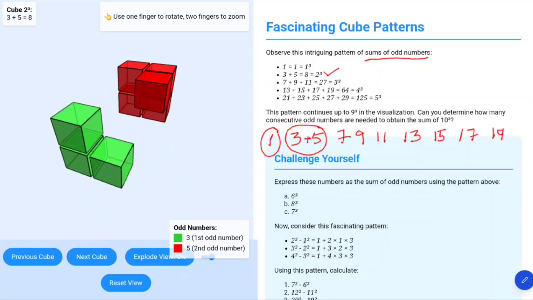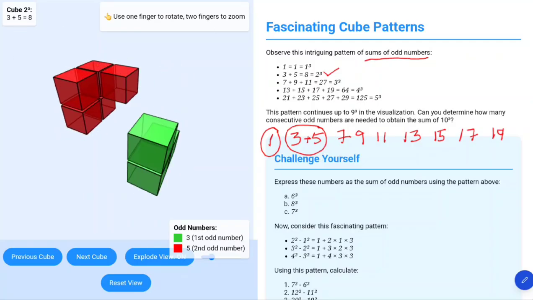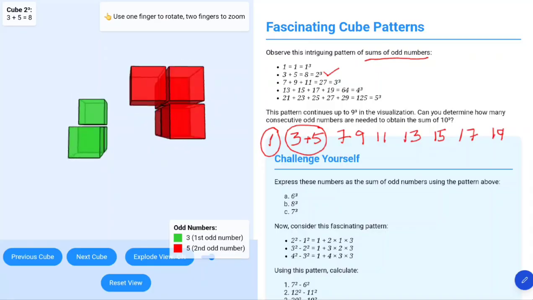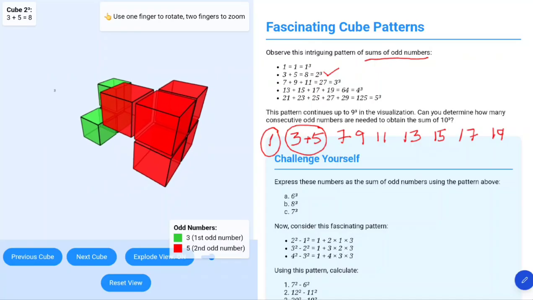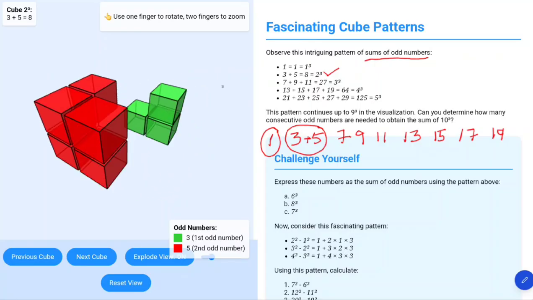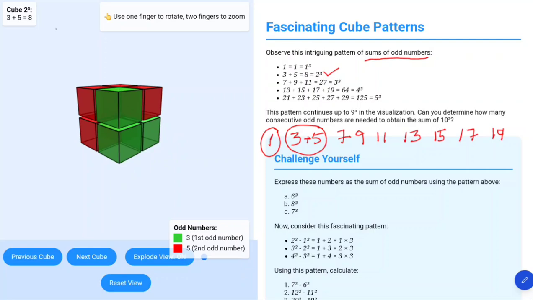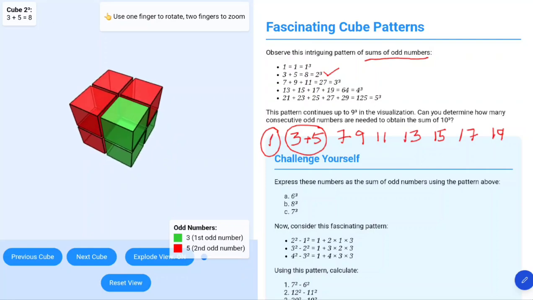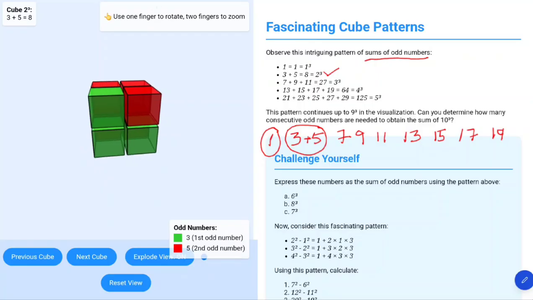Yes, now we can count. The green ones represent the number 3 and the red one represents the number 5. You can count the green one. There are how many green cubes? 3 green cubes, and let me rotate. Yeah, 1, 2, 3, 4, 5. 5 red cubes. Understood the pattern? Now, if I bring them together, you can see how beautifully they form 8. That is 2 cube.